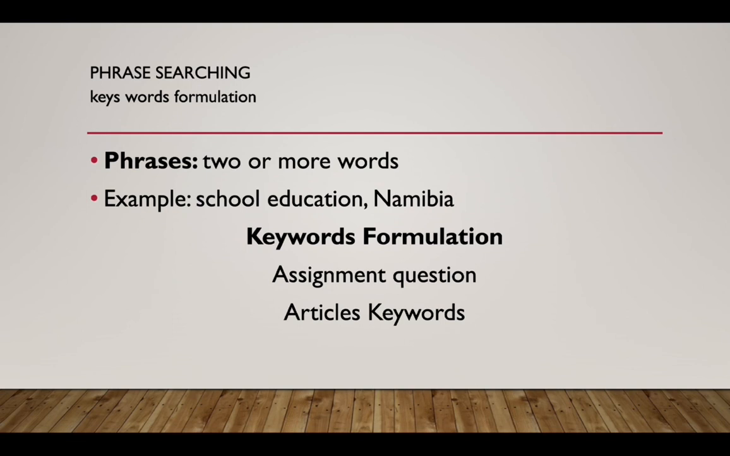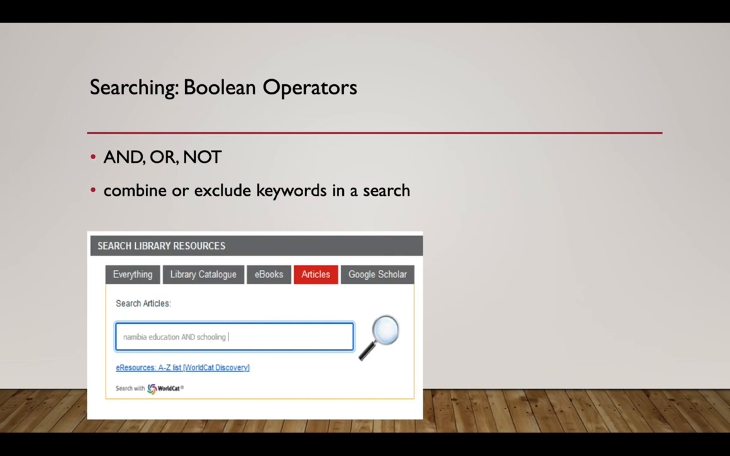Now remember, where can you get more ideas to formulate your keywords? You can use your assignment question. Sometimes you can look at the article's keywords. Normally, after or below the abstract of an article, you find keywords on that specific topic that is discussed in that specific article. So that can help you build up more keywords that you can use to continue searching for information in our library databases.